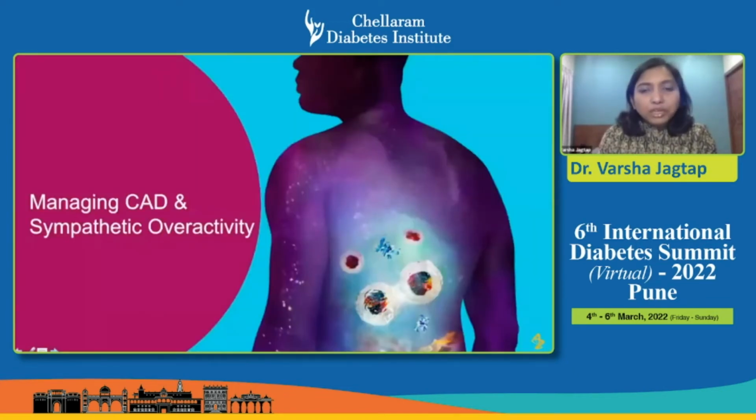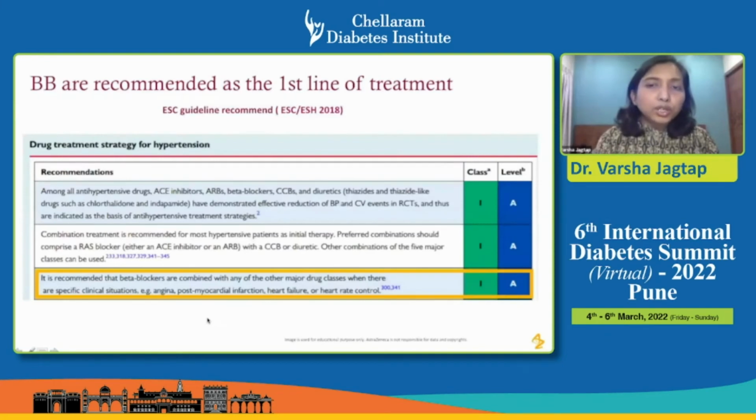So now we have decided that we want to treat this sympathetic overactivity, but how can we actually do it? These are the European Society of Cardiology guidelines, which recommend that beta blockers should be used as a first line of treatment, specifically when there are certain clinical situations like angina, post MI, heart failure, or for heart rate control. And this is level 1A evidence. So, beta blockers should not be shied away from, and we should use them in this subset of patients.